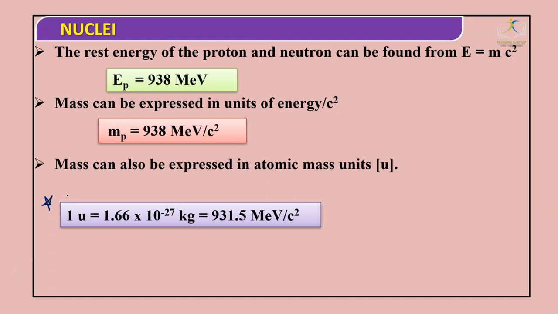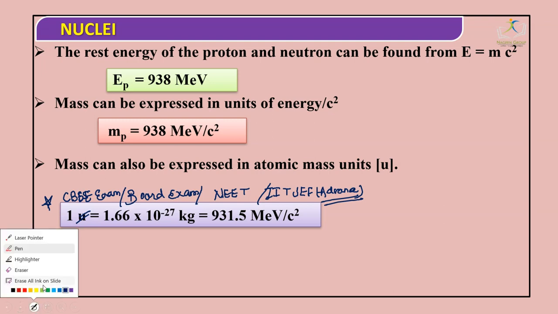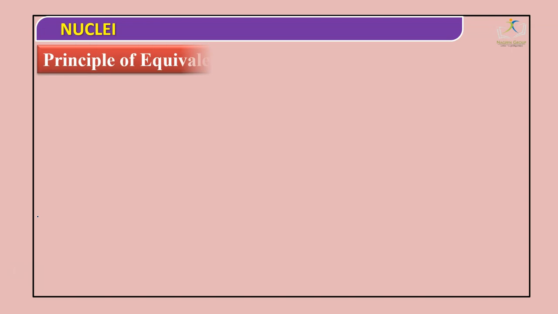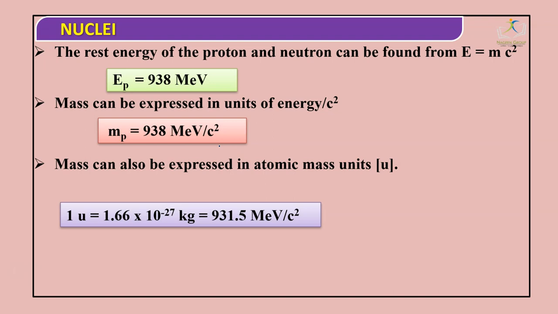Students, this formula is a very important formula for the CBSE exam, or you can say your board exam, for the NEET, IIT JEE, as well as for the advanced level. It is a very important formula because in the nuclei chapter there must be one question that comes. So what do we conclude from here?